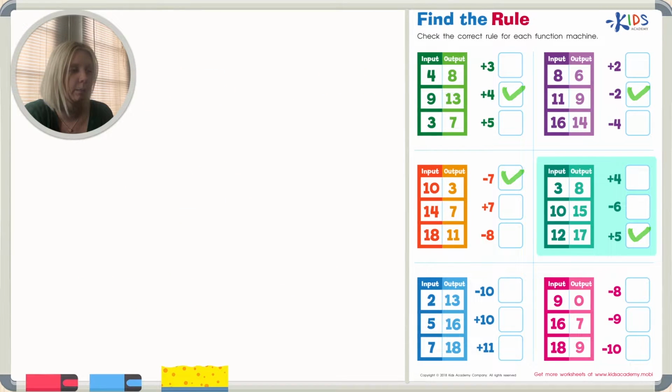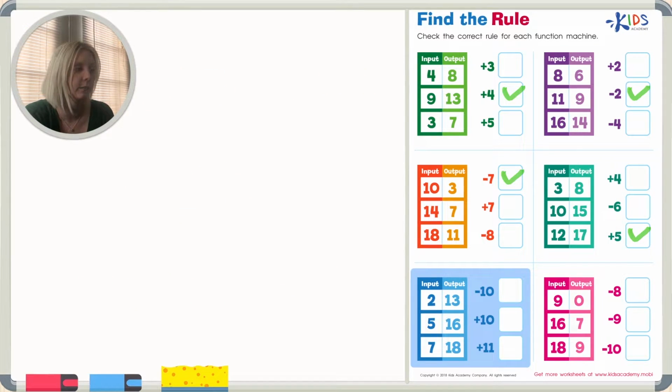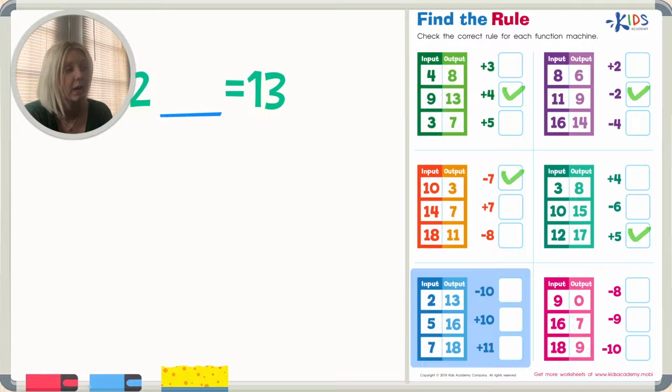And then I'm going to go down to my blue one. I've got input. Input starts with 2. We do something to it to get 13 equals 13. Are we adding or subtracting 2 to 13? We're going to add, right? Because it's a bigger number.